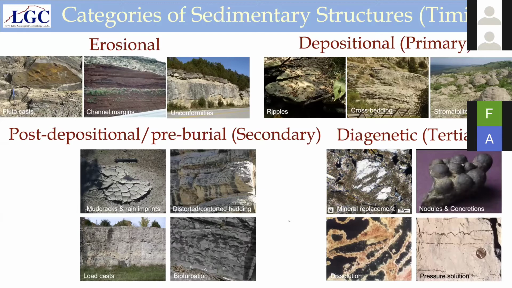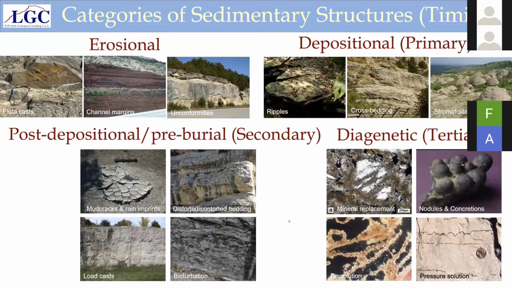The ones referred to as secondary are the ones that happen after deposition, but prior to burial. Things such as desiccation cracks, rain imprints, slumping to form contorted bedding, loading features, and bioturbation is another one of those. And then the diagenetic or tertiary structures are those produced once the sediment has been buried. Nodules and concretions are something we often see in outcrop. A lot of the mineral replacement and dissolution we'll see under a microscope, and pressure solution and so forth.